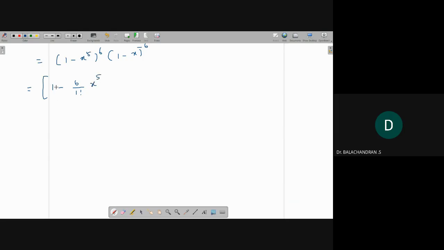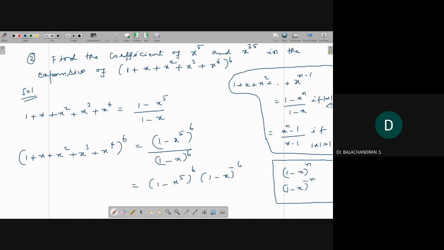I think this is enough because I need what? The coefficient of x power 5. Okay, and also I need the coefficient of x power 35. But the coefficient of x power 35 will not come because the maximum power is what here? 24. Yeah, 24. Okay, the coefficient of x power 5 is 0.